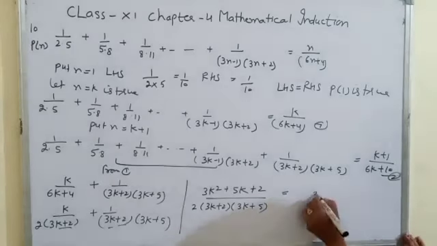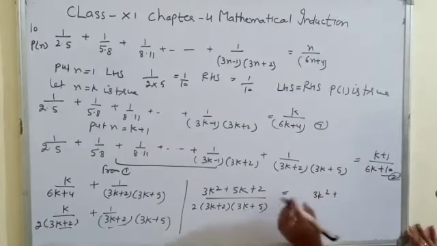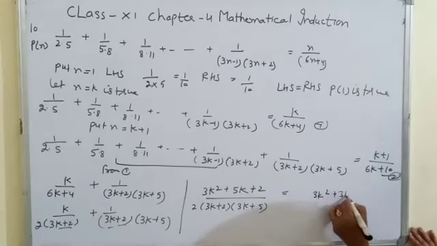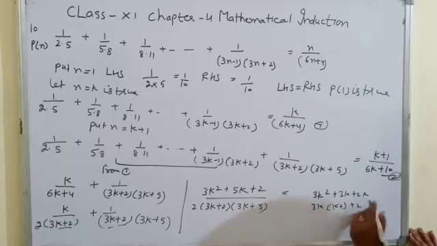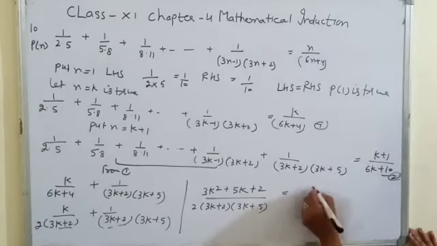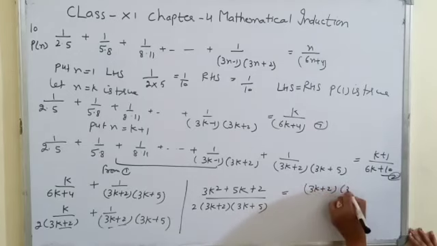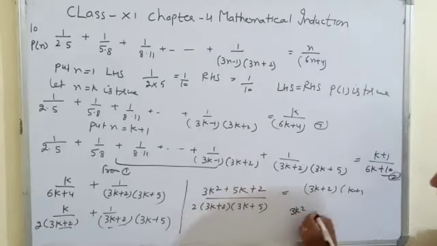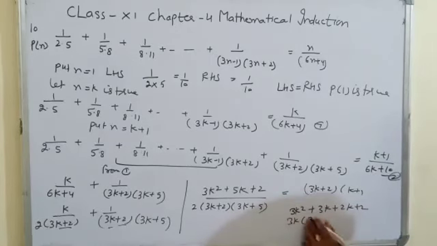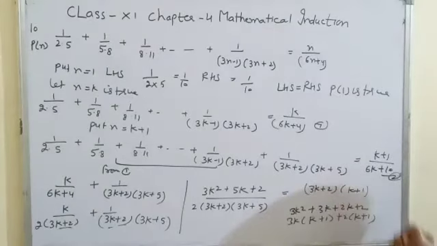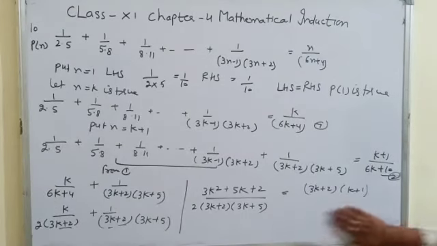So which factor we can make here? 3k. We can split into, we need 5 here, 3 and 2 are 6, plus 2k. 3k we can take common, k plus 1 and 2. The factors are 3k plus 2 and k plus 1. Let's see how. 3k square plus 3k plus 2k plus 2. 3k we can take common, k plus 1 and from here 2. So factors are k plus 1 and 3k plus 2.